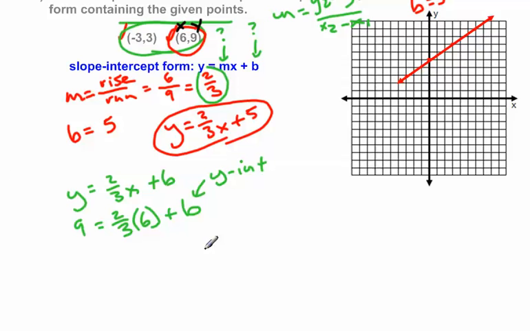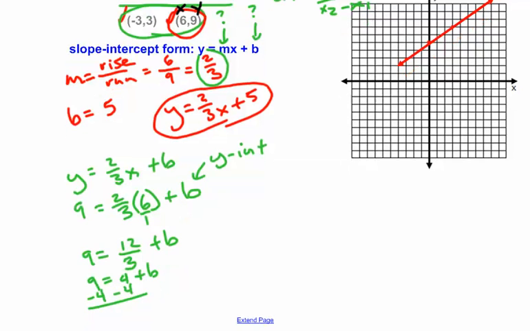And so if I were to keep solving this, I'm going to put a 1 underneath it. 2 times 6 is 12. 3 times 1 is 3. 9 equals 12 over 3 plus b. 12 divided by 3 is 4. So we have 9 equals 4 plus b. If I subtract 4 from both sides, you get 5 equals b. And that's how we get this 5 up here.